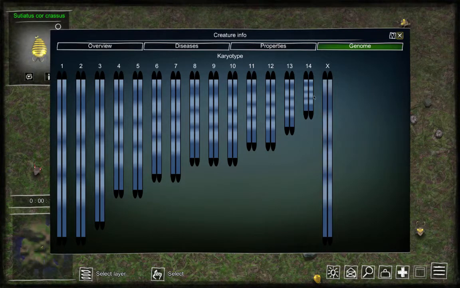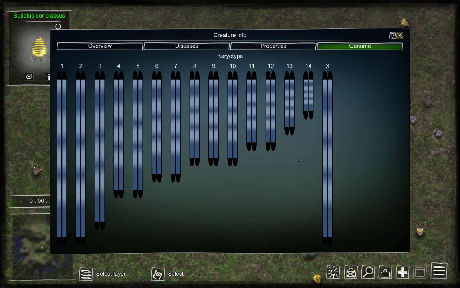The karyotype of the creature is presented here. The karyotype presents all the chromosomes the creature has, and the length and the shape of the chromosomes as well. So this species has 15 chromosome pairs, which means it has 30 chromosomes. One chromosome is called a maternal chromosome, and the other one is a paternal chromosome. So this means one is inherited from the mother and the other is inherited from the father.